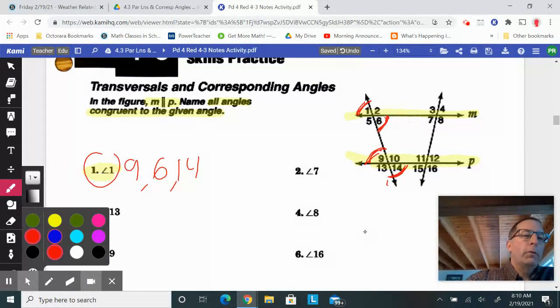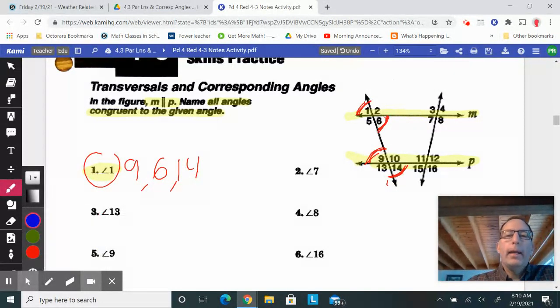Let's see how you do with angle 7 in number 2. Let's use blue. So you have angle 7 here. Angle 7 and angle 4, they're vertical. They're going to have the same measure. Angle 7 corresponds to what angle? Angle 15. So they're going to have the same measure. And angle 7 and angle 12 are alternate interior angles. They're going to have the same measure.